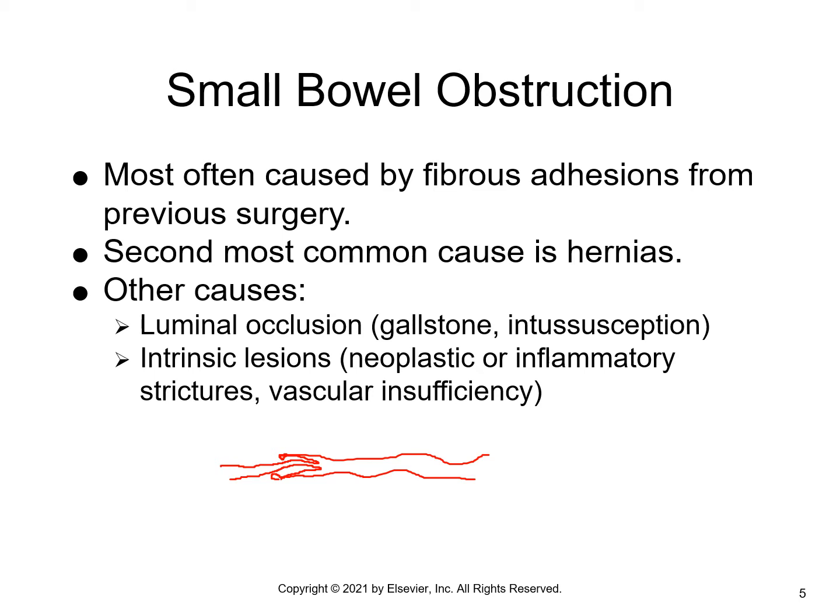And then finally, there are some intrinsic lesions, and these could be caused by neoplasms, where we would have a mass either in the bowel or from outside compressing on the lumen, or you could have inflammatory strictures, where the bowel gets so inflamed and upset that it swells and compresses the lumen or the opening. So materials are not allowed to get through there anymore. Finally, there could be vascular insufficiency, where the vessels that are feeding that bowel aren't able to meet the metabolic needs, and the bowel can then begin to die off and necrose.